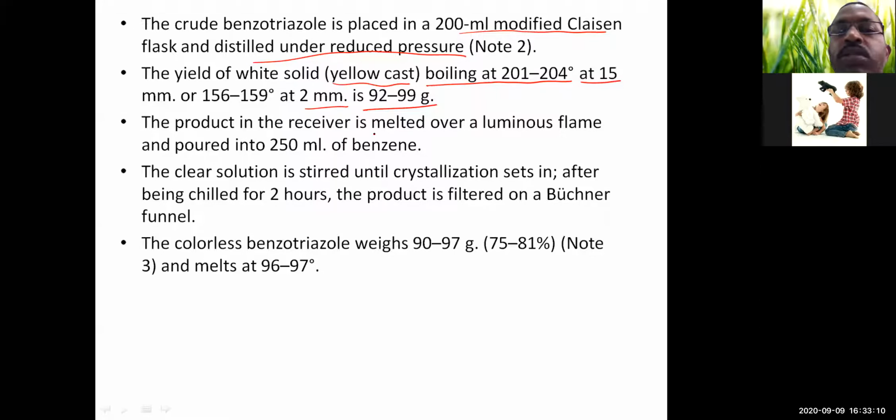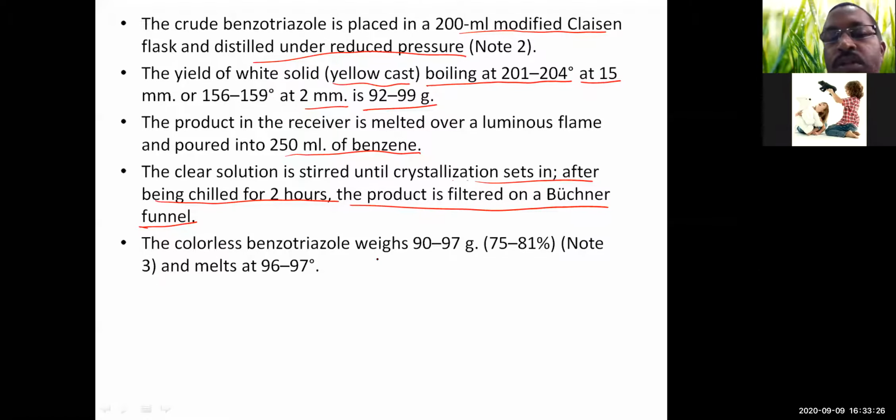The product in the receiver is melted over a luminous flame and poured into 250 ml of benzene. The clear solution is stirred until crystallization sets in. After being chilled for 2 hours, the product is filtered on a Buchner funnel.